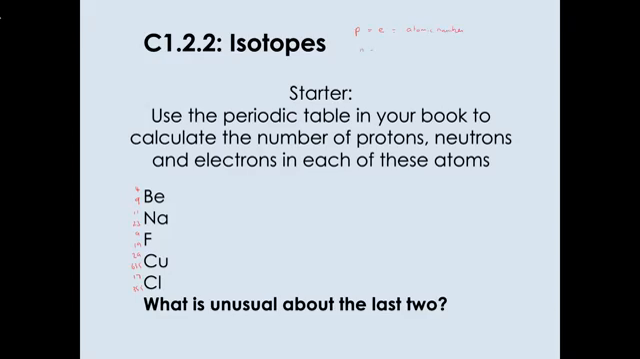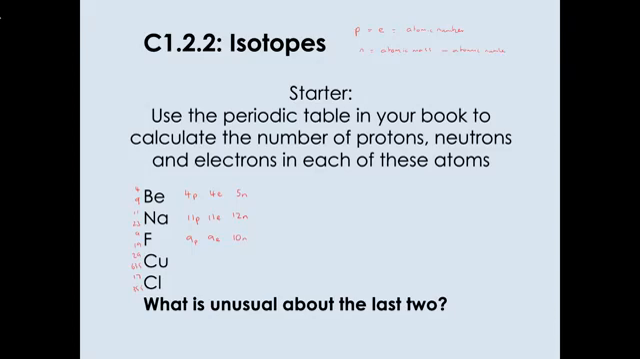And then the number of neutrons is the atomic mass minus the atomic number. So it's the difference between the two numbers. So for beryllium, the smallest number is 4, so that's 4 protons, 4 electrons, and then 9 minus 4, so 5 neutrons. And then sodium, the smallest number is 11, so it's 11 protons, 11 electrons, and then 23 minus 11, so 12 neutrons. Fluorine, smallest number is 9, so 9 protons, 9 electrons, and then 19 minus 9, so 10 neutrons.